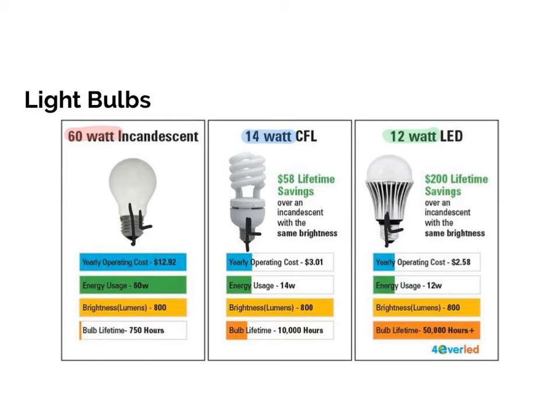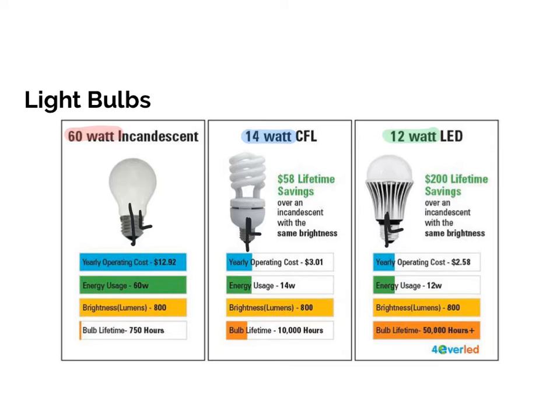Now, why does that matter? It's because energy relates to cost. To run this bulb for an entire year is going to cost us around $13, versus these bulbs, which are going to cost considerably less. Because the wattage means that we're not using as much energy, which in terms of cost means we're not going to be charged as much.